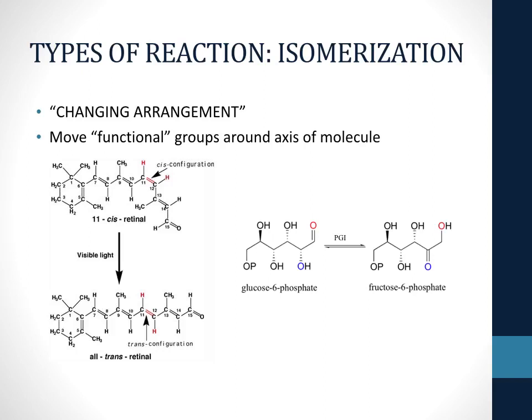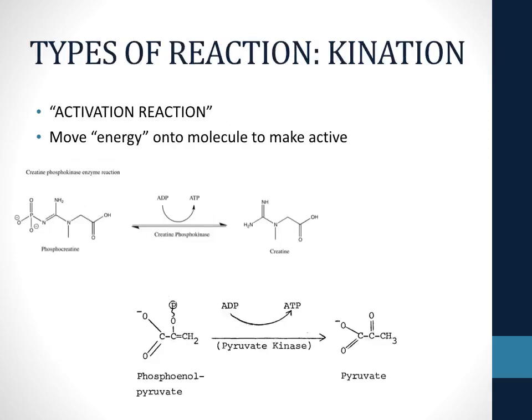We see a whole bunch of these isomerization reactions in cellular metabolism, particularly in glycolysis, the breakdown of glucose in order to regenerate ATP. The last type of reaction is probably the most important type of reaction in terms of controlling metabolism, and that's referred to as the kination or kinase reaction. Kination activates.